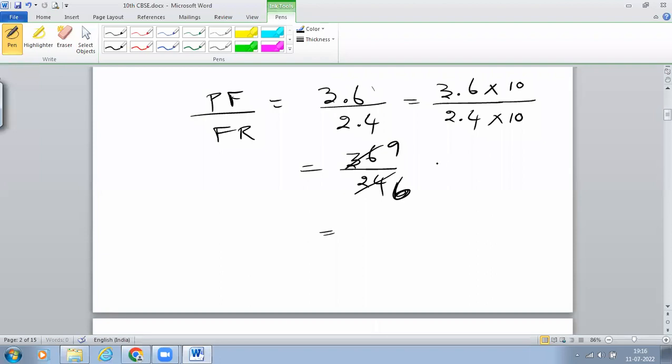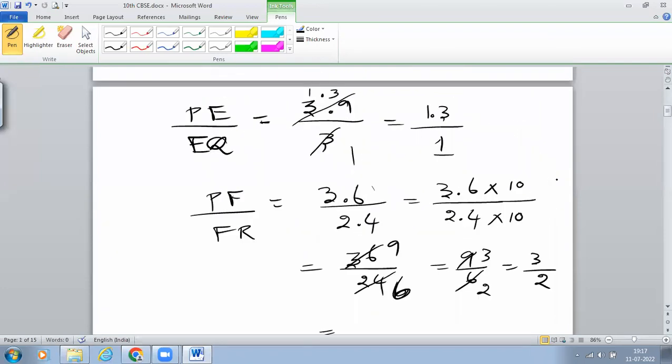Or we can directly cancel by the 12 table also. Now 9 by 6 we got. Again we can cancel this using the 3 table. 3 twos are 6, 3 threes are 9. What is the answer? 3 by 2, right? The answer is 3 by 2.